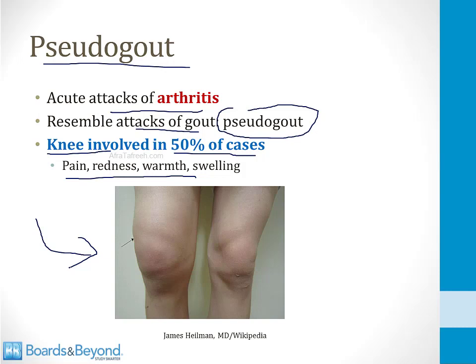And always keep in mind that if you see a board question describing an acute onset of arthritis of the knee, the three things you should think of are gout, pseudogout, and septic arthritis, and they can all be differentiated by analysis of the synovial fluid.